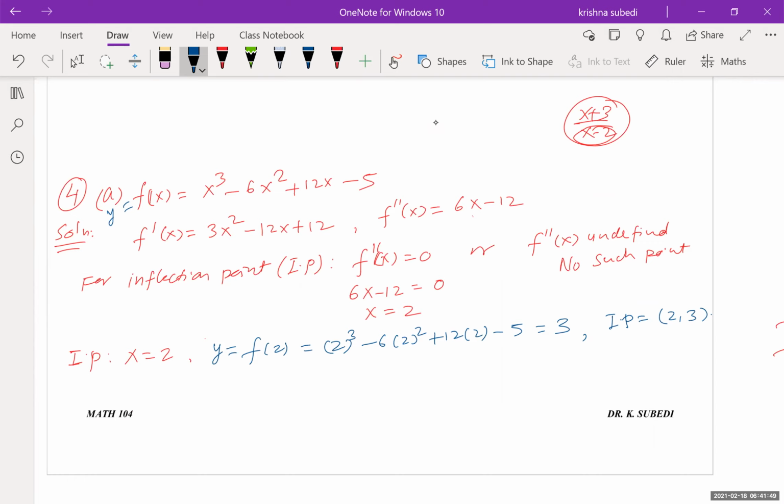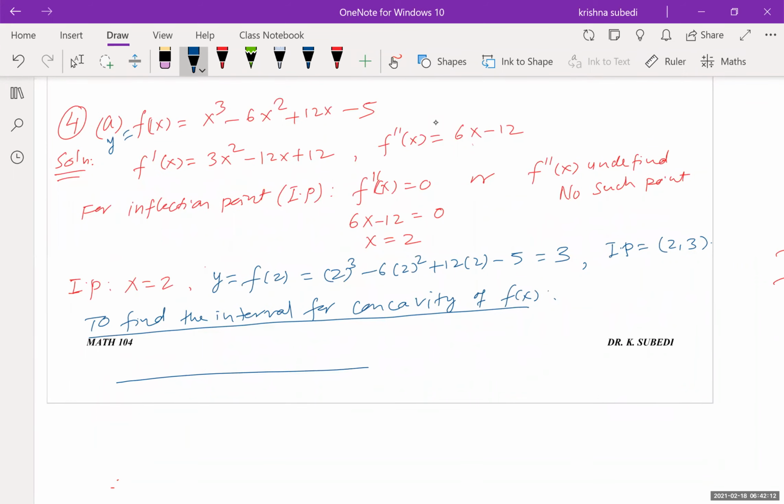Let us draw the number line to find the interval for concavity of the function f of x. Okay, for this, what you do is you consider the number line exactly the same way as you did before, and plot that x value here. And so this IP divides the number line into 2 intervals.